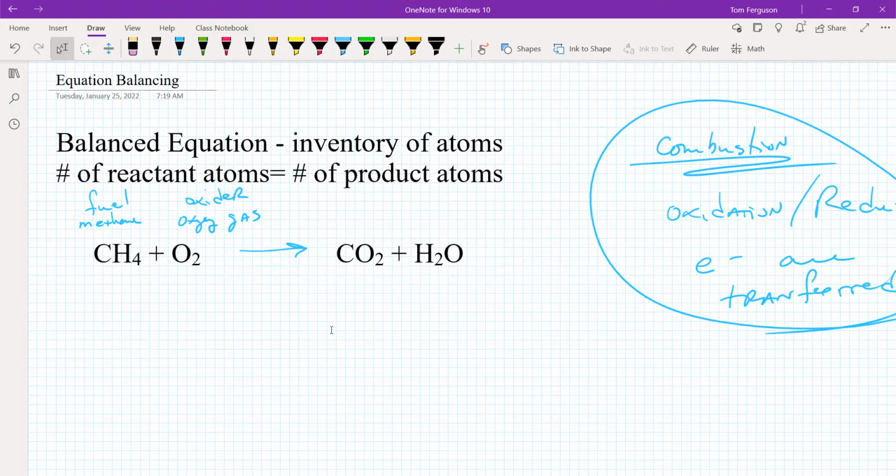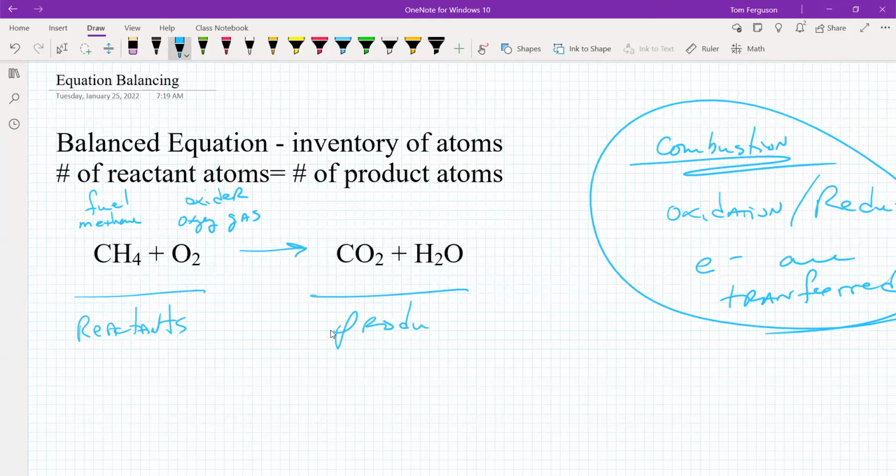Step number 1, is this balanced? We don't know. We have to check it first. To check whether an equation is balanced or not, we have to take an inventory of the reactant molecules. We start with reactants and recombine the atoms in the reactants to produce products. So the products are recombined atoms of the reactants, but we have not destroyed anything.